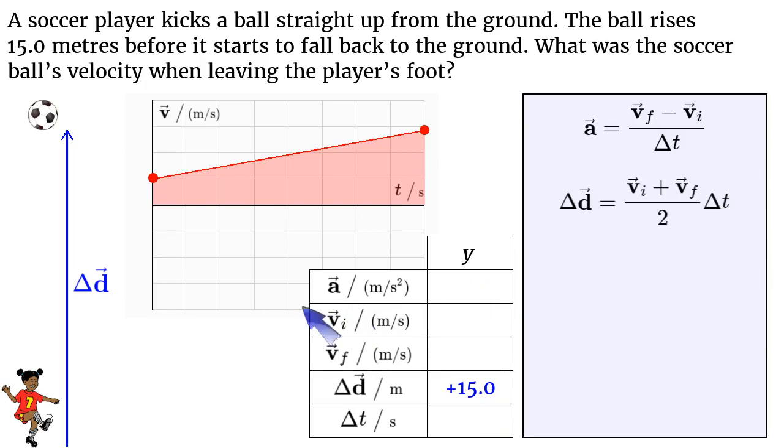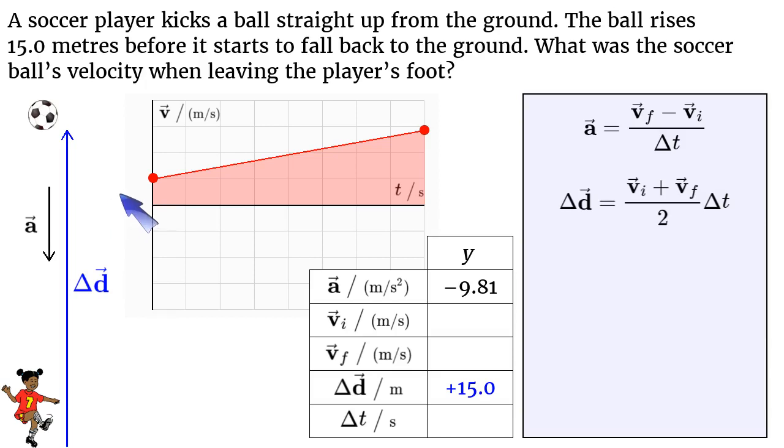If we're neglecting the effects of air resistance, we can assume that the acceleration will be negative 9.81 meters per second squared. This is because once the ball leaves the soccer player's foot, gravity is the only force causing it to accelerate, and we know that on Earth, the acceleration due to gravity is always going to be negative 9.81.